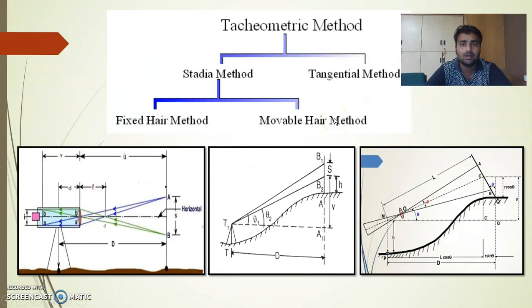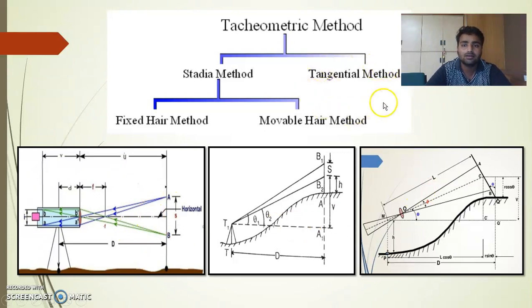So how do we use tacheometry? There are basically two methods of tacheometric surveying. One is the stadia method and the other is the tangential method. The stadia method is generally classified into fixed hair method and movable hair method. In the fixed hair method, the leveling staff is fixed and the tacheometer, the instrument which is used to measure the distances, is fixed in the horizontal plane and the stadia intercept remains fixed. Whereas in the movable hair method, the stadia hairs do not remain fixed, and this instrument can be used in the horizontal as well as sometimes the vertical direction.